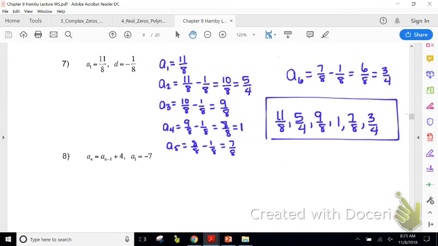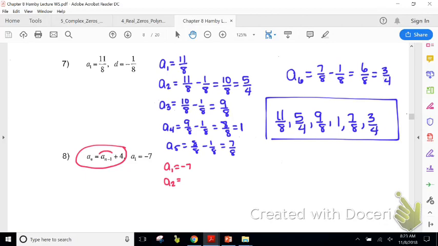All right, so look at number 8. Number 8 has this in it. What does that mean? You have to use that last one. Uh-huh. So you're going to use the previous one, right? So it tells me here that my first term is -7, but how am I going to find the second term?